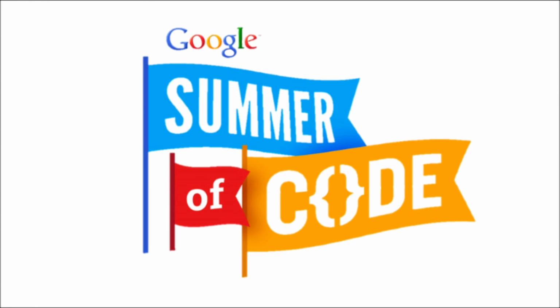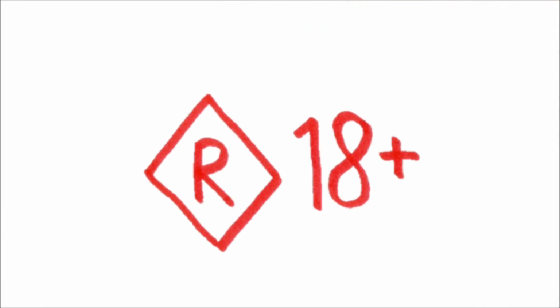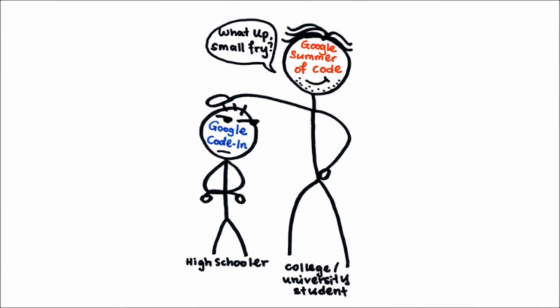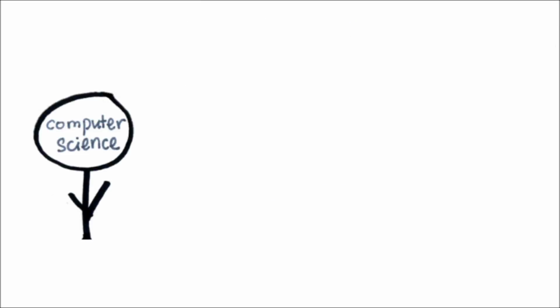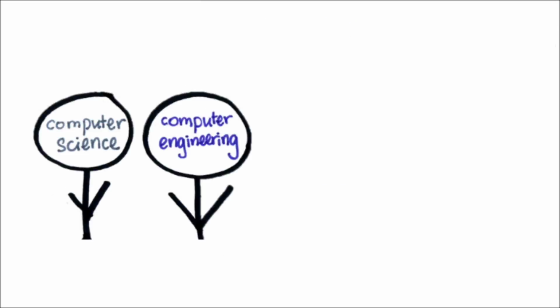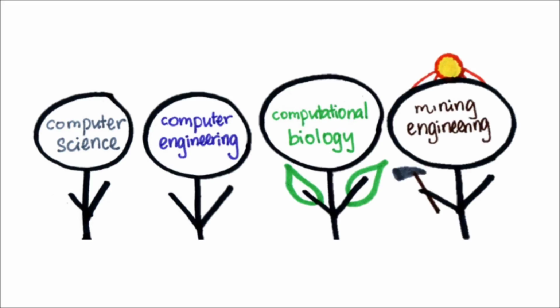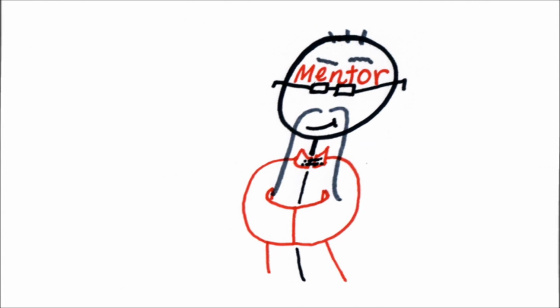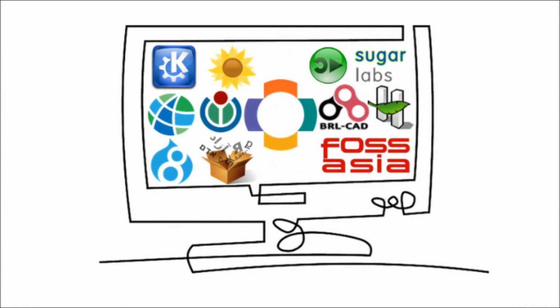To participate in Google Summer of Code, you must be at least 18 years of age and a student. While the majority of past students were enrolled in computer science and computer engineering programs, Google Summer of Code coders come from a variety of educational backgrounds and degree programs from computational biology to mining engineering. Successful candidates will be paired with mentors from the participating projects.